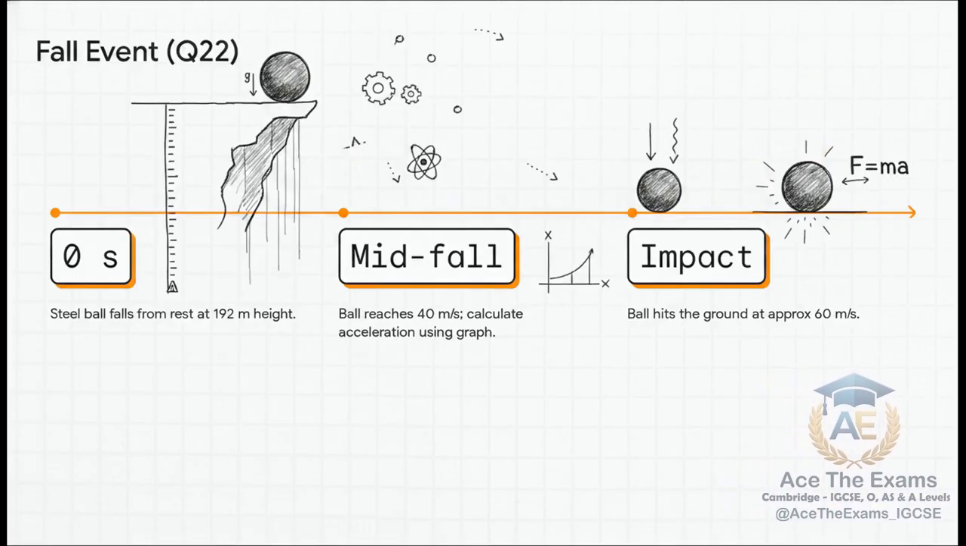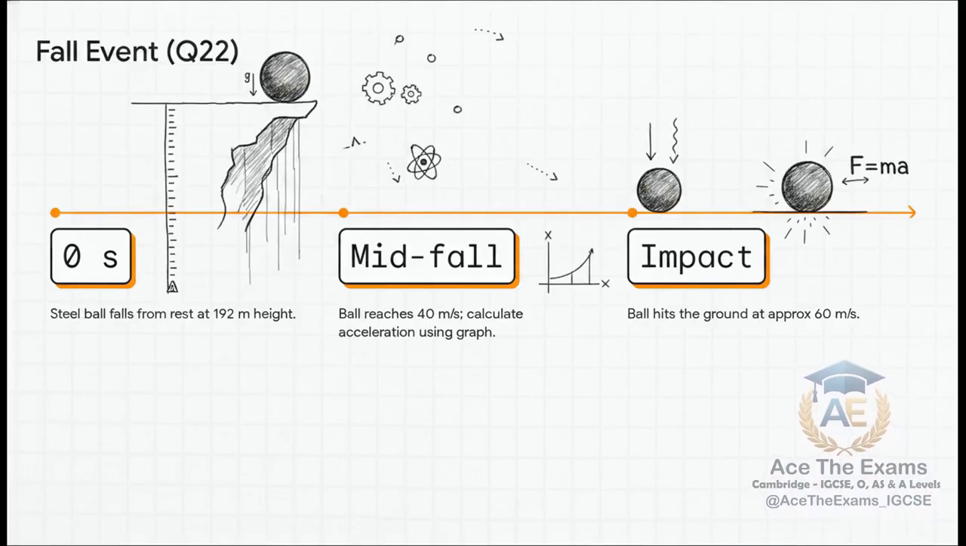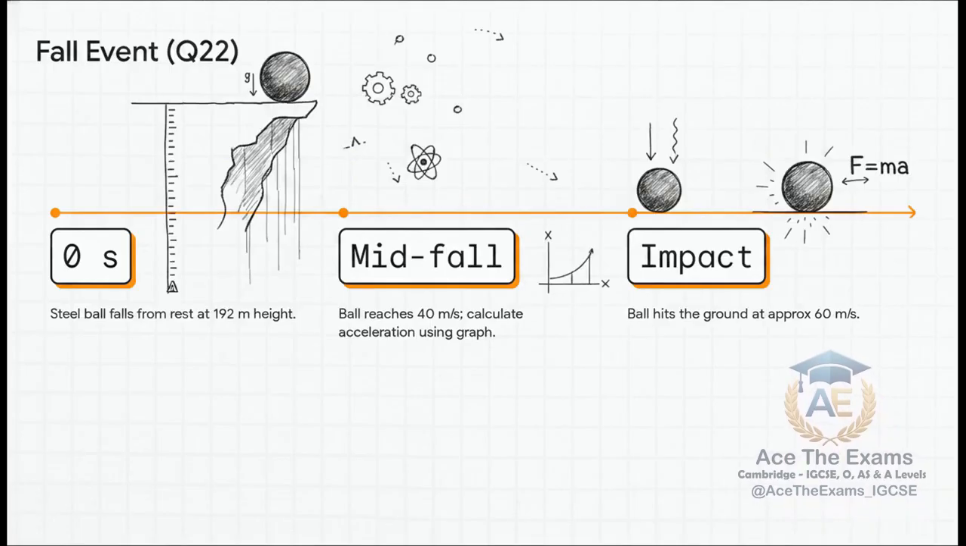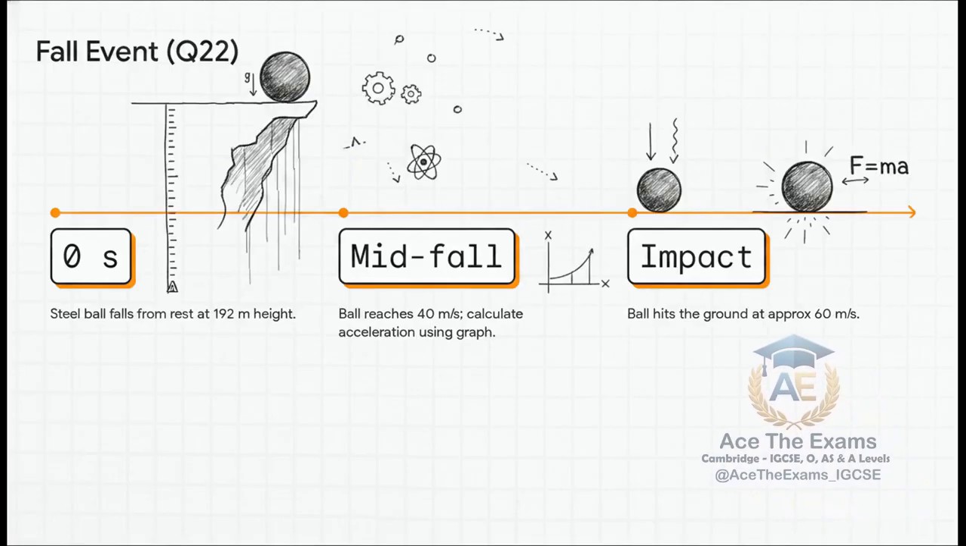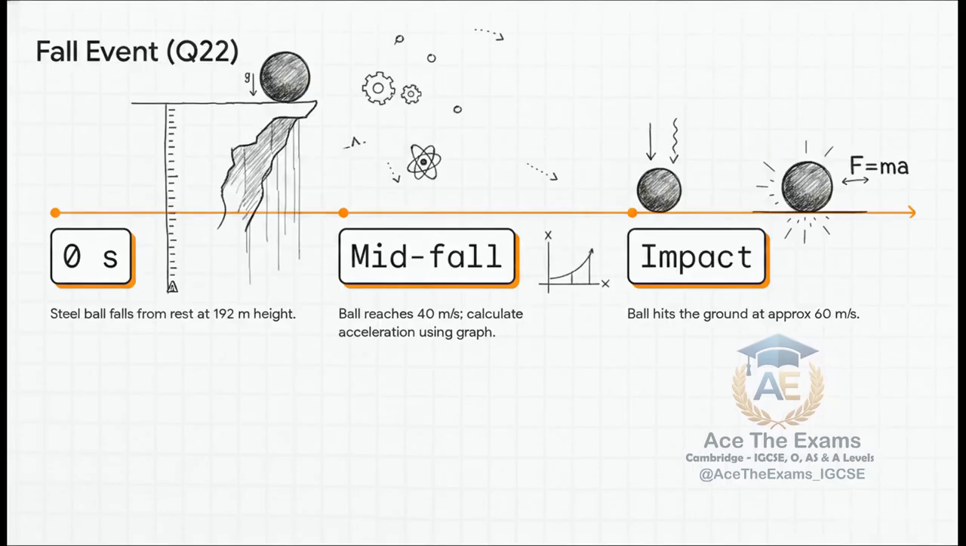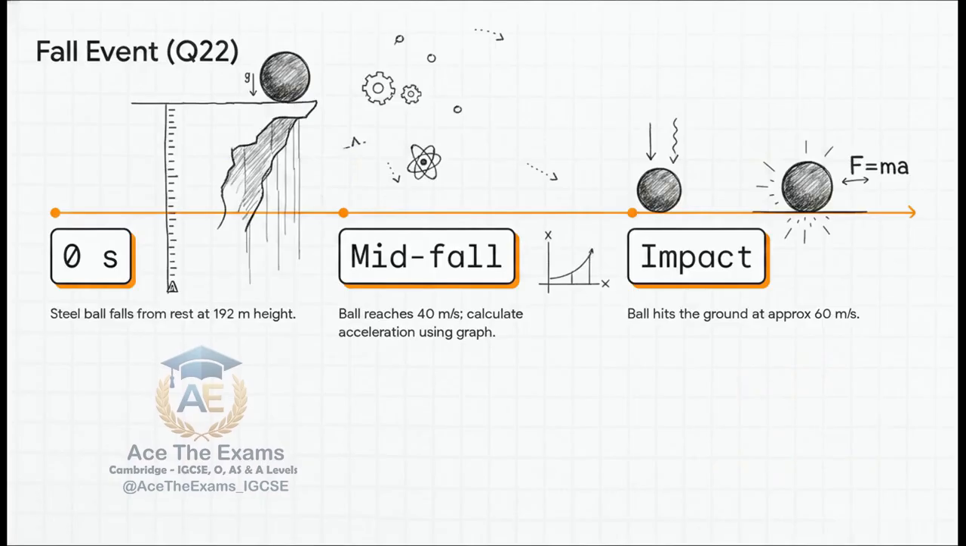The exam gives you a graph. You have to read the air resistance at that specific velocity, subtract it from the weight to get the resultant force, and use F equals ma to find the new, lower acceleration before impact. This tests your ability to adapt your framework to a changing timeline. It's not just plugging in numbers, it's understanding the narrative of the physics over time.